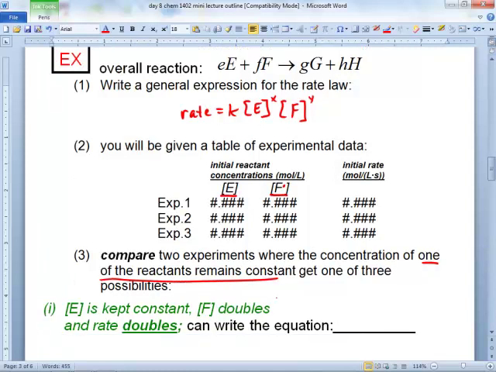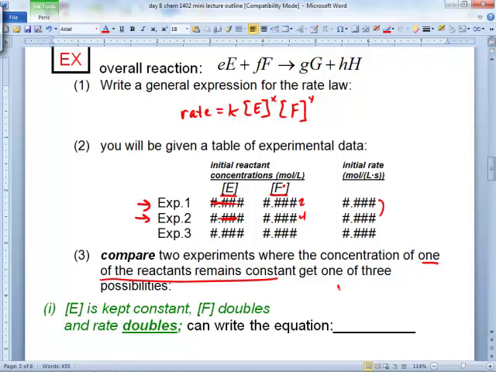That you compare experiments 1 and 2, and this number is the exact same as this number, so it's fine, it's constant. But the F, he went from, I don't know, 2 to 4 or something. He doubled. Okay, and the rate doubled. Well, how would I know the rate doubled? I'm actually going to have to divide one rate by the other one, right? Just see what happened. You divide one rate by the other and see what happened to it. So the rate doubled.